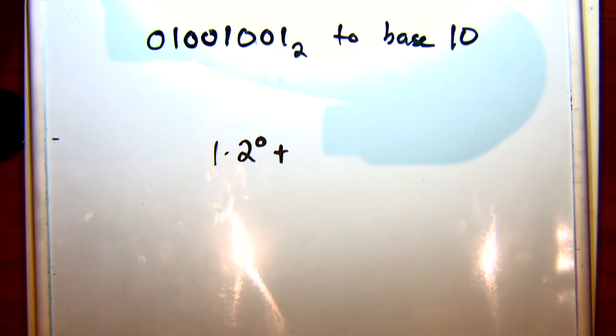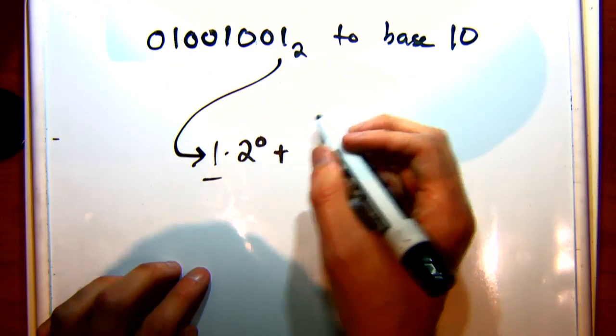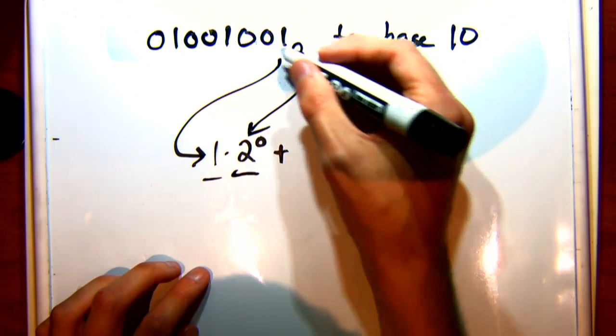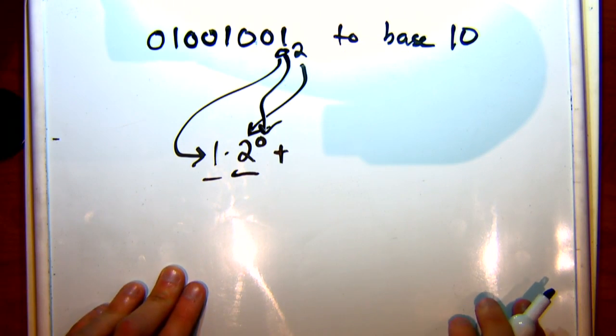So if you have another base, that's kind of the generalized thing. This is coming from this. This is coming from the base. And this is coming from that 0 up there. That's where those numbers are coming from.